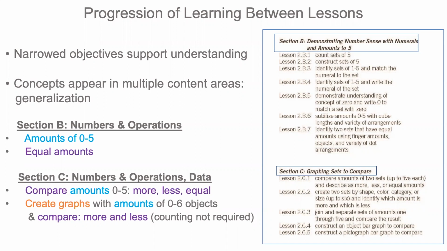This is building a solid foundation of math skills for the students. You can see in the example here on the screen how students are first demonstrating number sense skills using amounts to 5 and working with equal amounts, so that as they move on to section C, they begin to apply those skills by comparing amounts to 5 using words such as more, less, and equal, and then using those concepts to create graphs to compare.